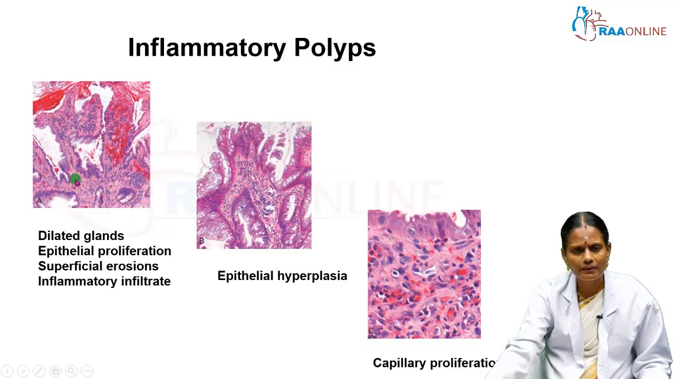This microscopic image shows numerous dilated glands, this is one, this is another. There is epithelial proliferation of the glands, superficial erosions and inflammatory infiltrate. These are all the inflammatory infiltrate. This close-up view shows the epithelial proliferation and inflammatory infiltrate. And here, these are all the RBCs, and capillary proliferation is also there. So, because of repeated episodes of injury and healing, all these changes are there.